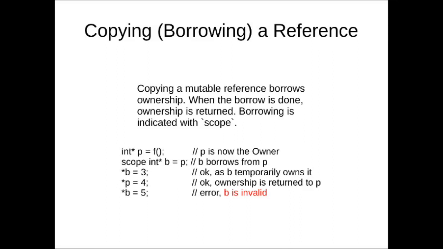We can assign through b to set the value it's pointing to. Then we assign again through p and assign again through b. But wait, what? Why is that assignment invalid, but the one through p was valid? It's because the use of p invalidates any borrows.